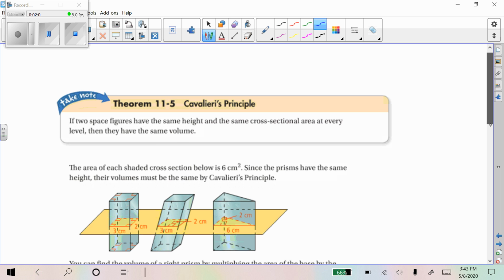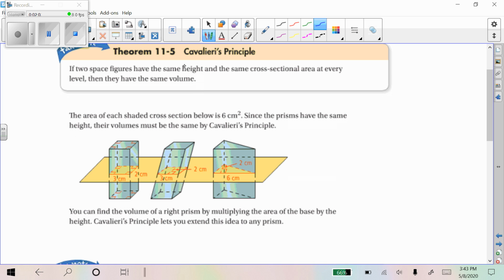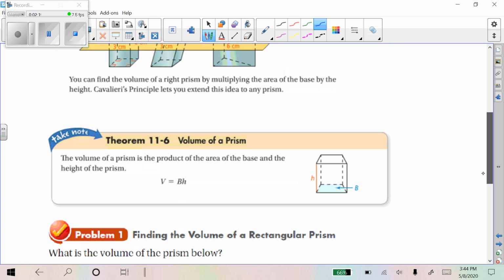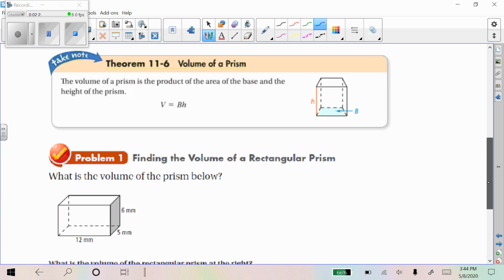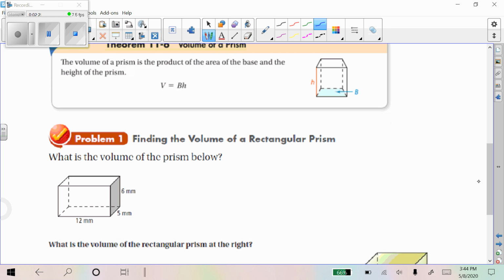Okay, now because of this dude named Cavalieri, he figured out that the volume would be the same whether you tilted the object or not. It's still the area of the base because the base is still the same size, and then times the height. Okay. And then, all right, so let's concentrate on that.